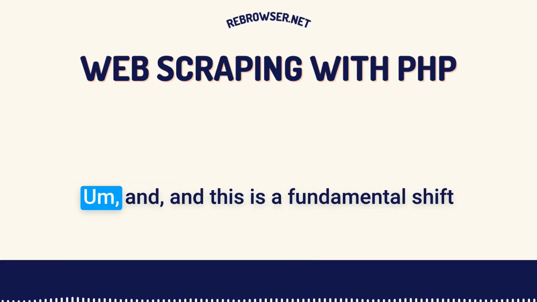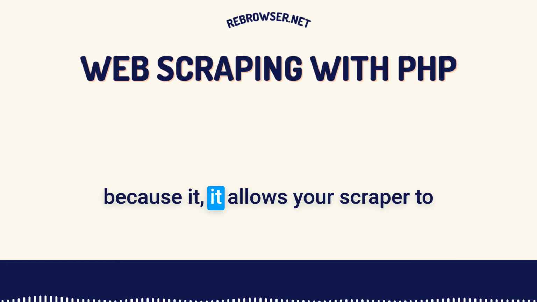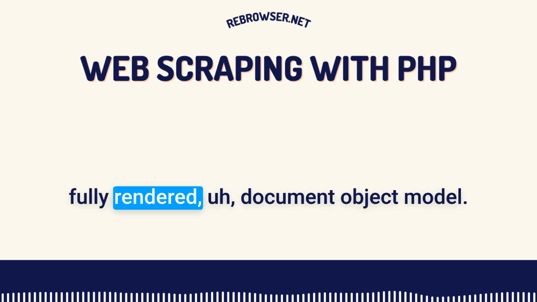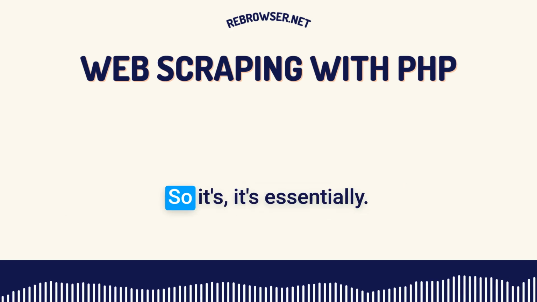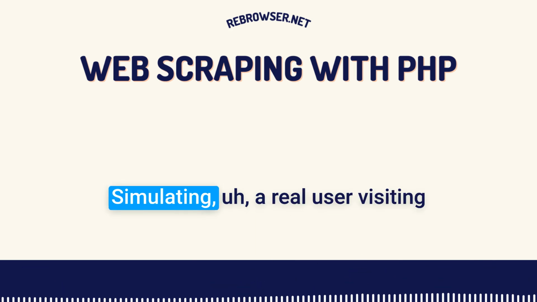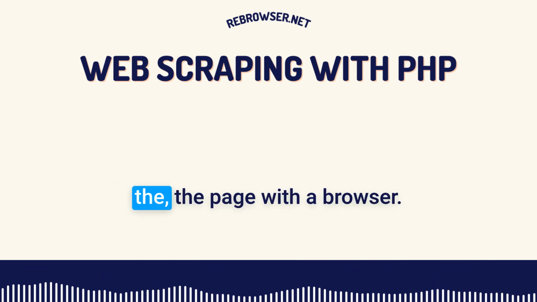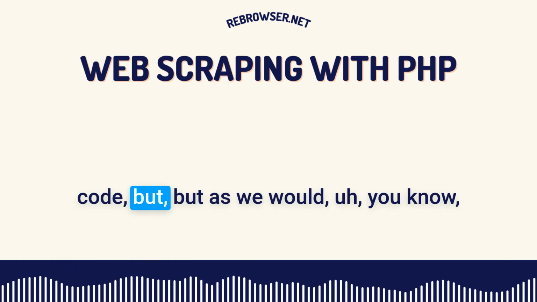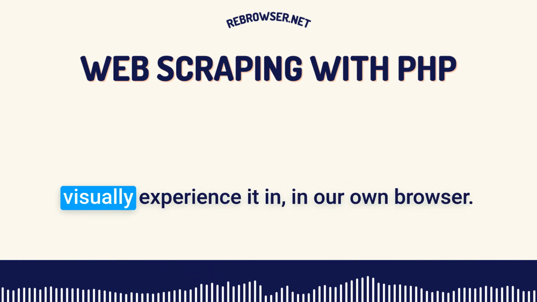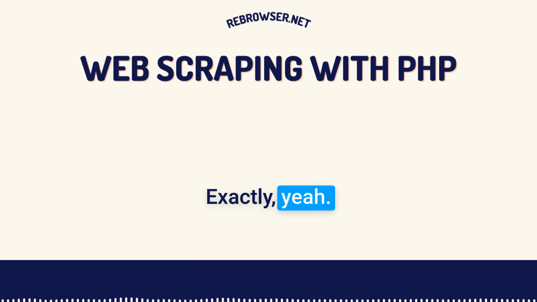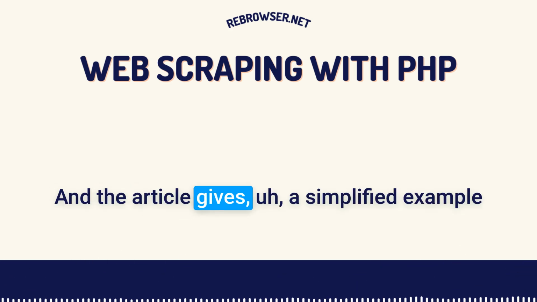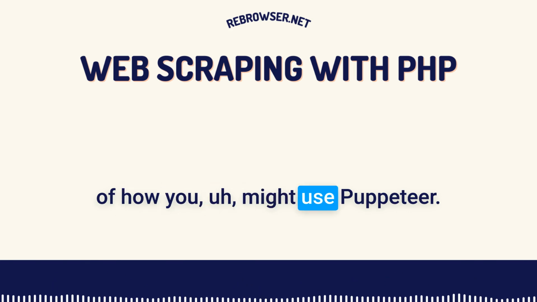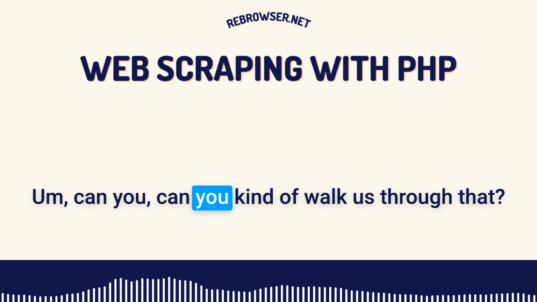And this is a fundamental shift because it allows your scraper to actually render the website, execute the JavaScript code, and then interact with the fully rendered document object model. So it's essentially simulating a real user visiting the page with a browser. So it sees the website not just as code, but as we would visually experience it in our own browser. Exactly. And the article gives a simplified example of how you might use Puppeteer. Can you walk us through that?